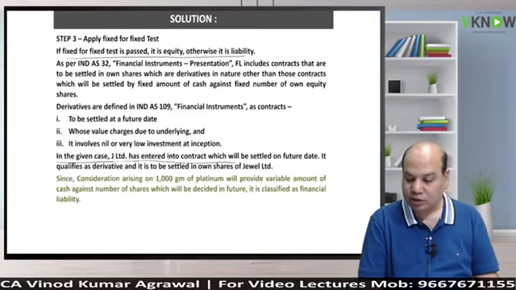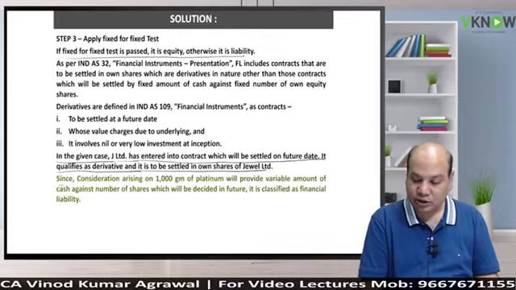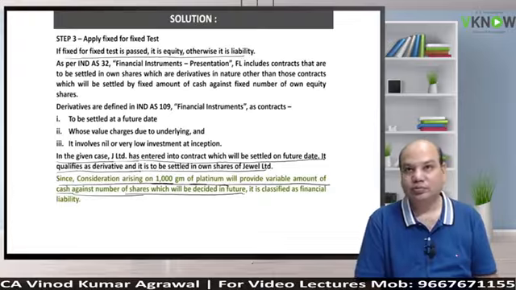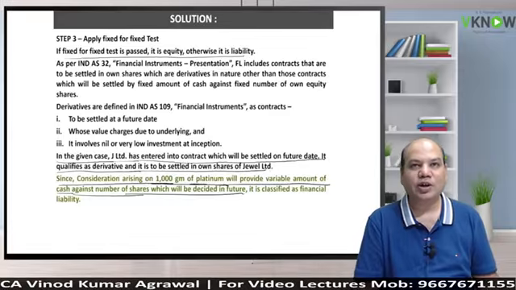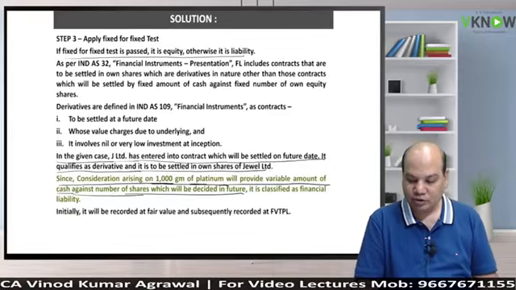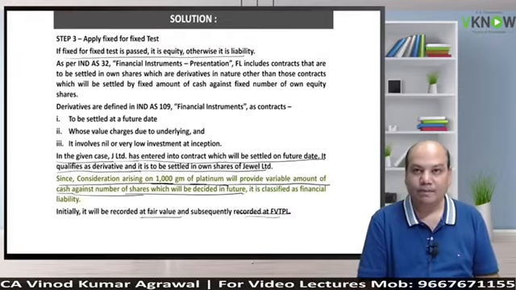J Limited has entered into a contract which will be settled at a future date. It qualifies as a derivative and it will be settled in own share. Since the consideration arising on 1000 gram of platinum will provide a variable amount of cash against a number of shares which will be decided in future, it is classified as a financial liability. So the number of shares will vary as the value of that 1000 gram of platinum varies. Therefore it will be treated as a derivative financial liability.